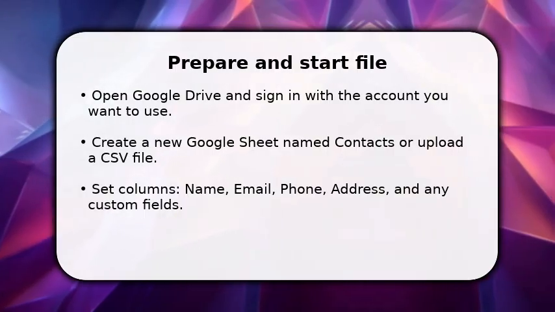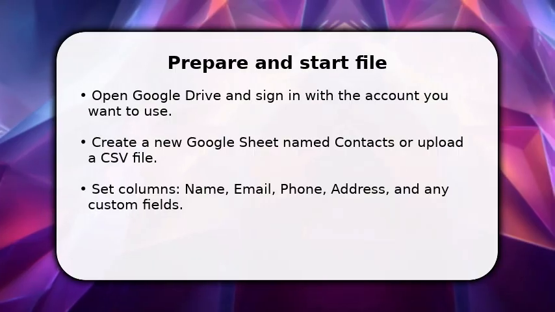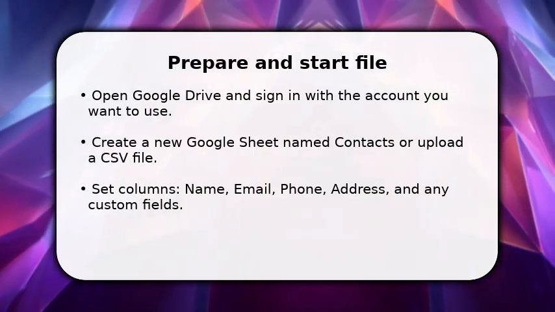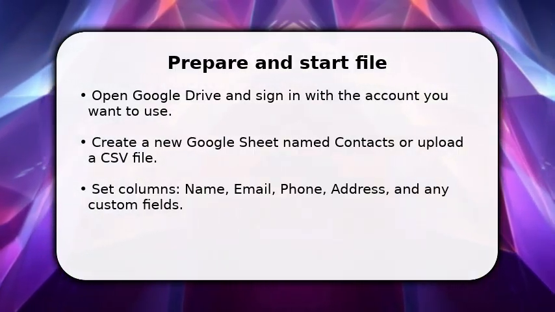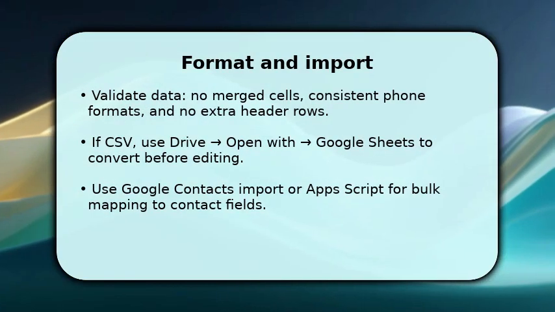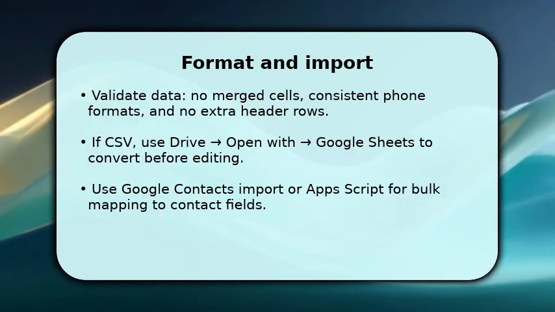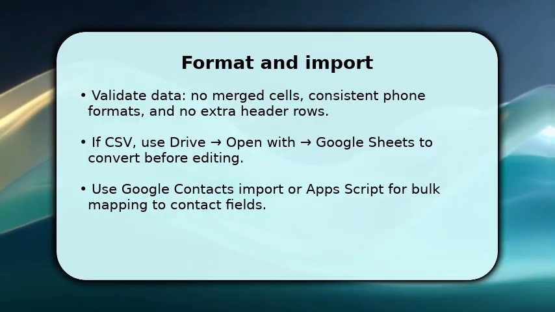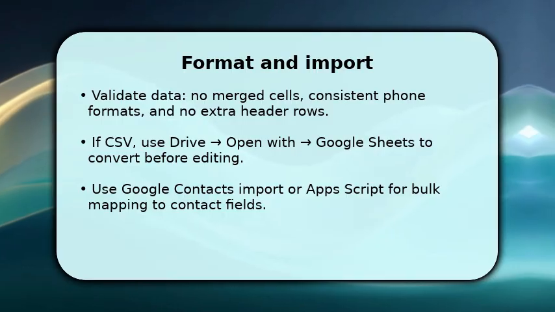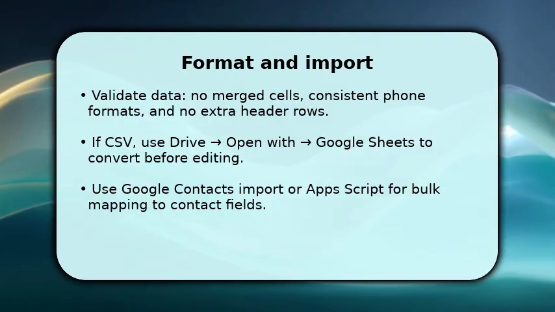Make sure the sheet is in the Drive folder you prefer so sharing and backups follow your folder rules, and confirm edit access for devices you'll use. Now focus on formatting and importing so names and emails map correctly. Check the sheet for merged cells, extra headers, and inconsistent phone formats. Clean these issues first to avoid duplicates.